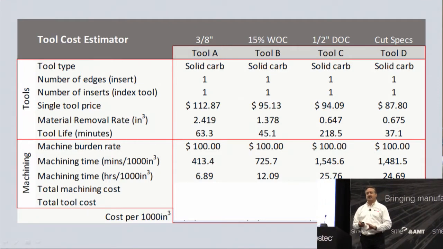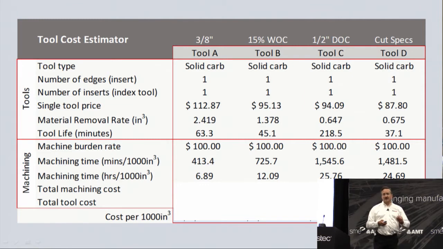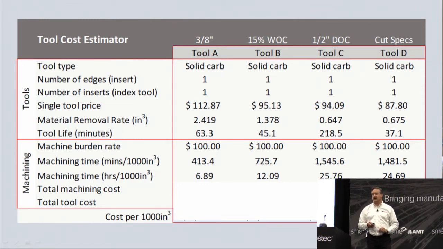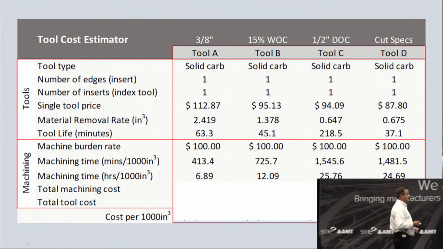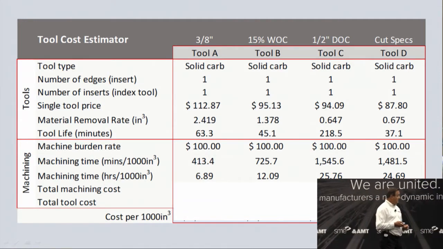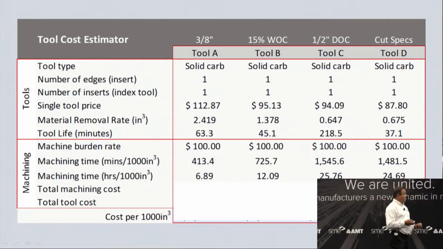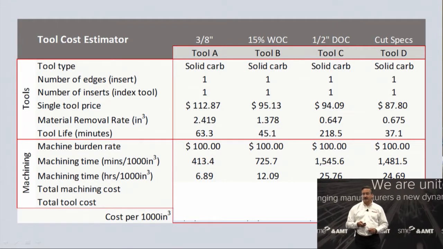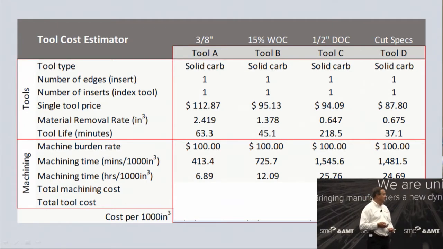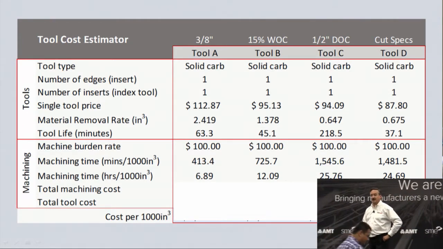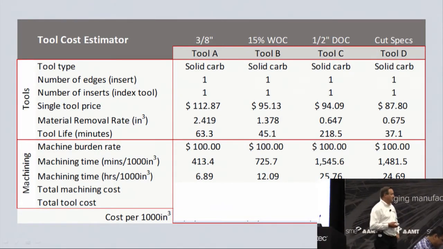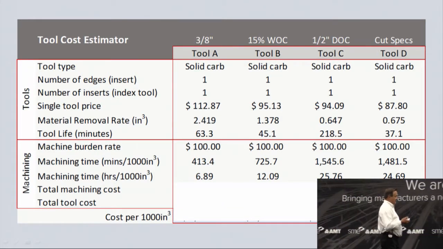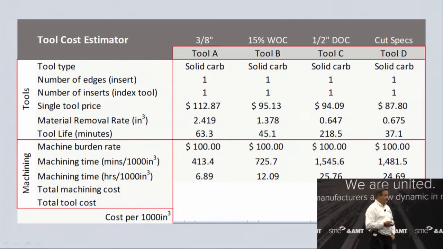How much does it cost to use this tool to cut 1,000 cubic inches of material in D2? All right, so our machining time, you look at some numbers there: 413, 725, machine time in hours, if we were to cut 1,000 cubic inches. And now let's take a look at costs. The machining cost is pretty straightforward. That's your minutes times the amount of material, and now you get your hours.